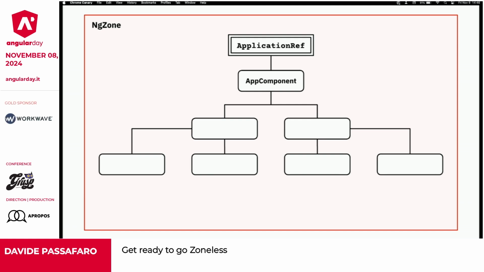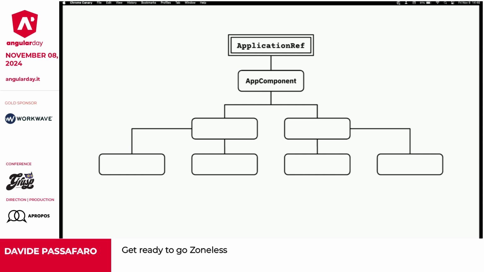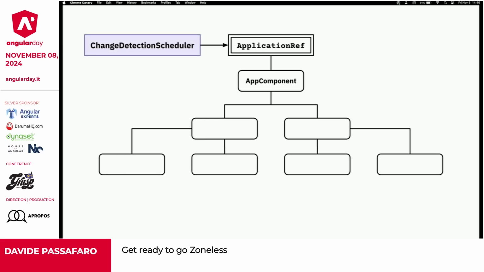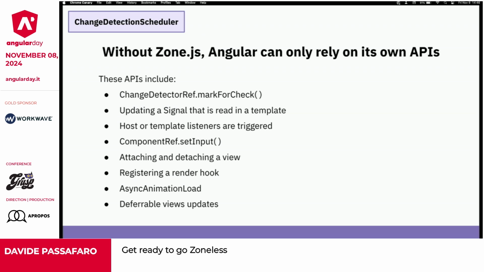We have now the same graph, but we don't have Zone.js anymore. So we don't have the zone. But we still relied on Zone.js to run the change detection because we relied on it to inform the application ref. So without Zone.js, we are going to rely on something called the change detection scheduler, which is already in the framework from v18. I'm not sure if it was there before, but it's from v18 for sure. And this will inform the application ref. It's not wrapping the application, it's just informing the application. And in order to be notified itself about when to run the change detection, it will rely just on APIs of Angular.